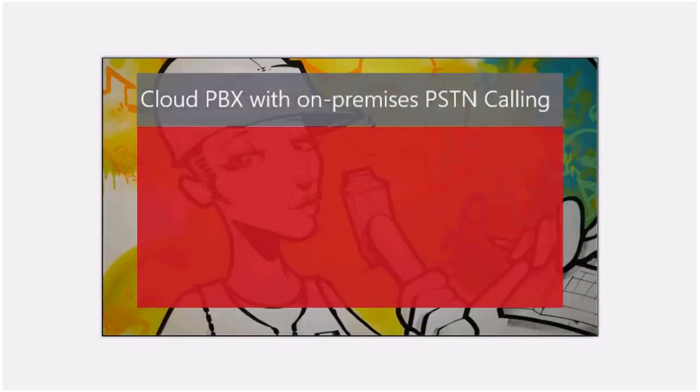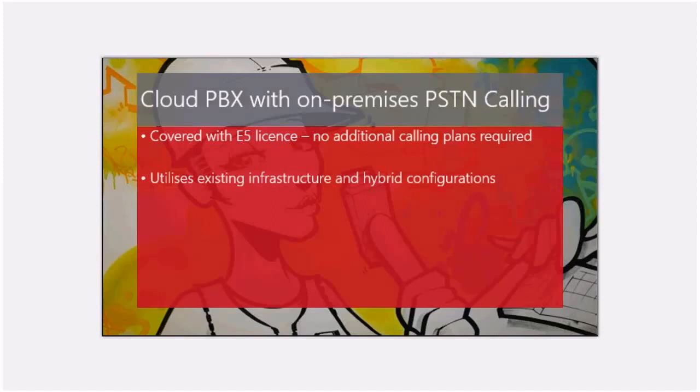So if we look at CloudPBX with on-premises PSTN calling, it's covered with E5. There's no additional calling plans required. It utilises existing infrastructure and hybrid configurations. So it's a minimal investment, even for businesses without on-premise Skype for Business.